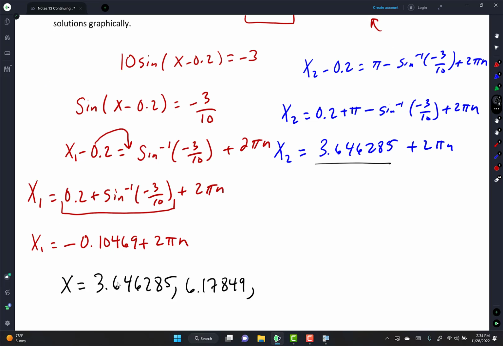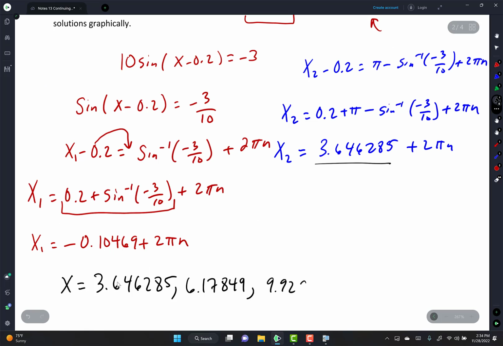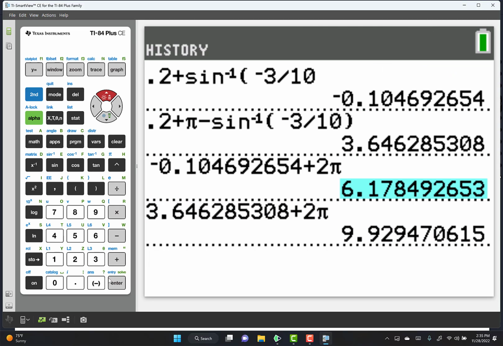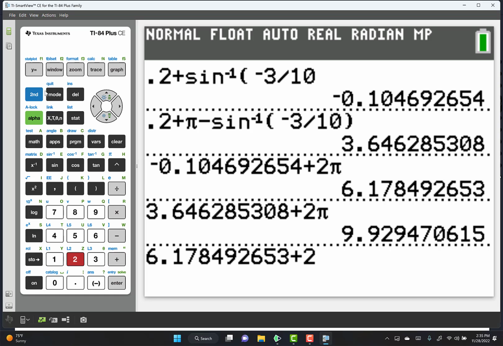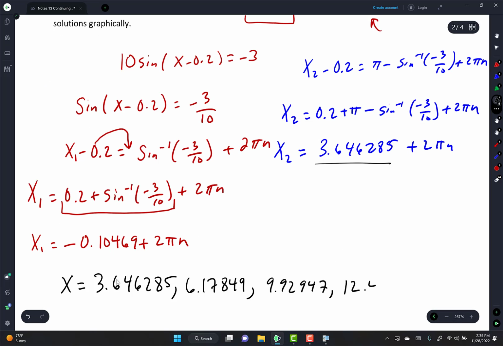9.92947, comma. And then finally, the last one, take the 6.17 and add 2 pi to it. Plus 2 pi. 12.46167.